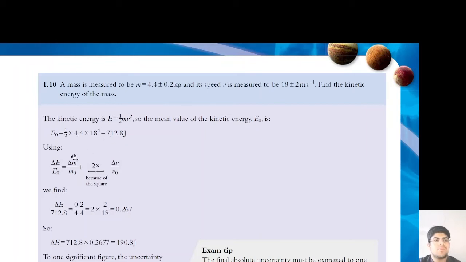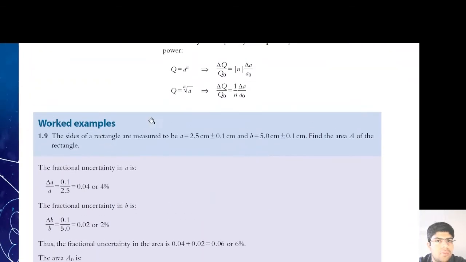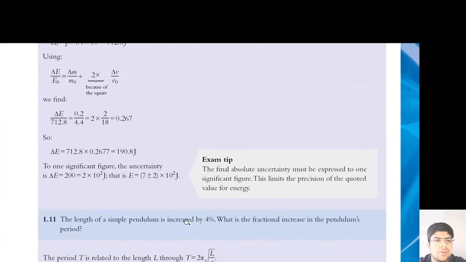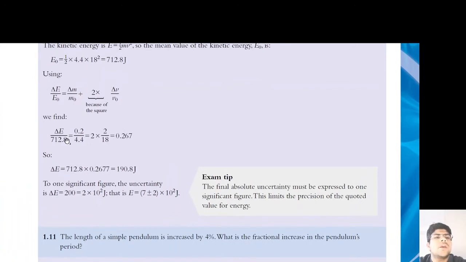712.8 joules. Using this, delta E over E0 equals delta m over m0 plus 2 into delta v over v0. Because of the square, we have 2 here. Remember the formula, like we saw at the top: A raised to power n, and n would come here in the multiplication. Just remember the formula. So delta E over 712.8 equals 0.9. We calculate all this, and finally we get this answer, 190.8 joules.